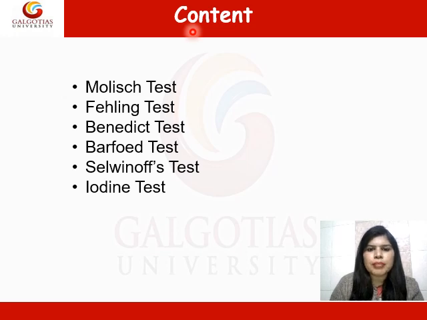There are a number of tests to detect the presence of carbohydrates. This totally depends on the nature of their side chain. So these tests are Molisch test, Fehling test, Benedict test, Barfoed test, Seliwanoff test, and iodine test.